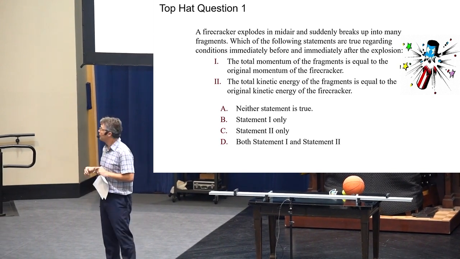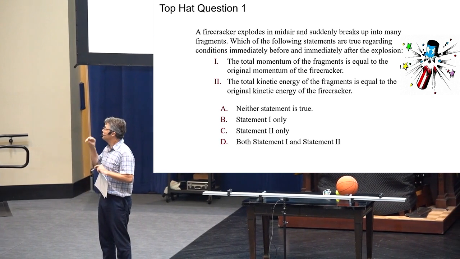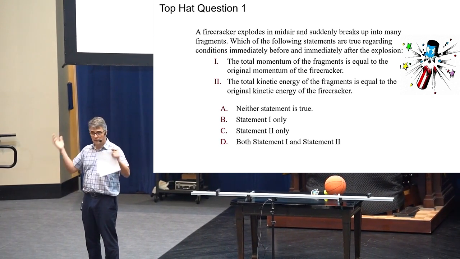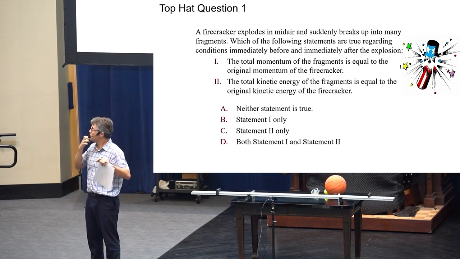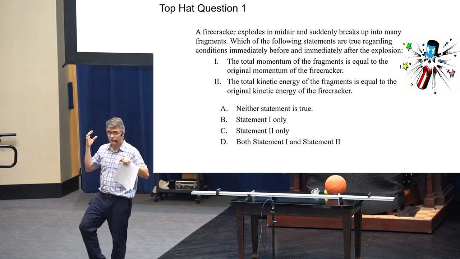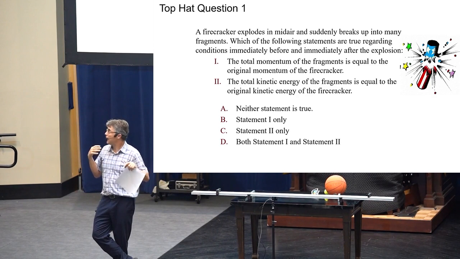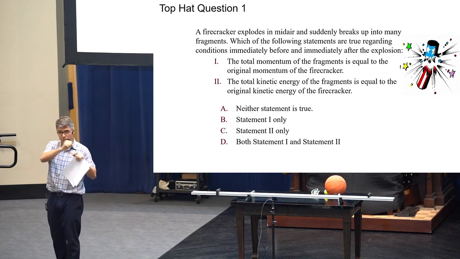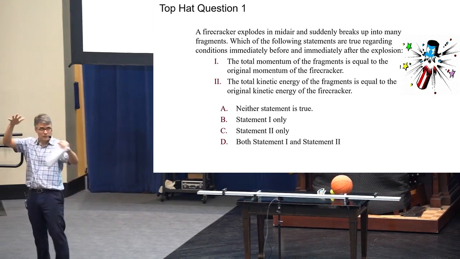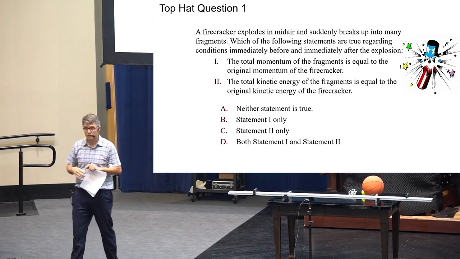You've got a firecracker, which goes psh, and quickly converts itself into a bunch of little fragments. And so you want to compare the momentum and the kinetic energy of the firecracker before the explosion to all those little fragments after the explosion.